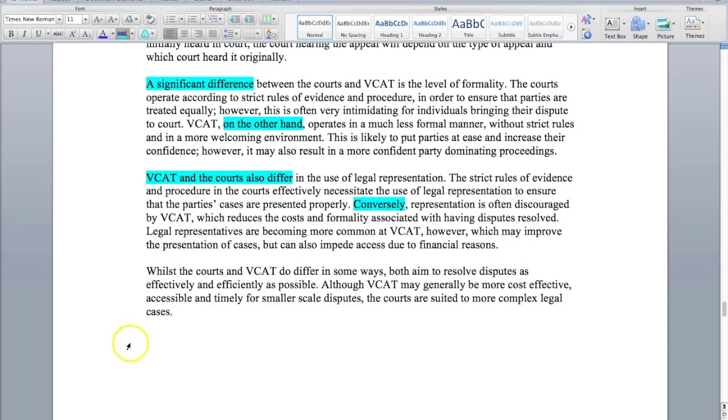Lastly, I've got this small conclusion basically saying there are some similarities, there are some differences, but ultimately both of the bodies will resolve different disputes in different ways, and as a result they have their strengths in which disputes they're best able to resolve. That is really all you need to do for a question like this.